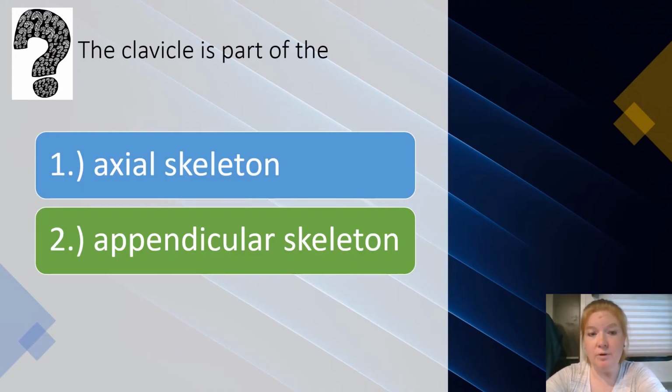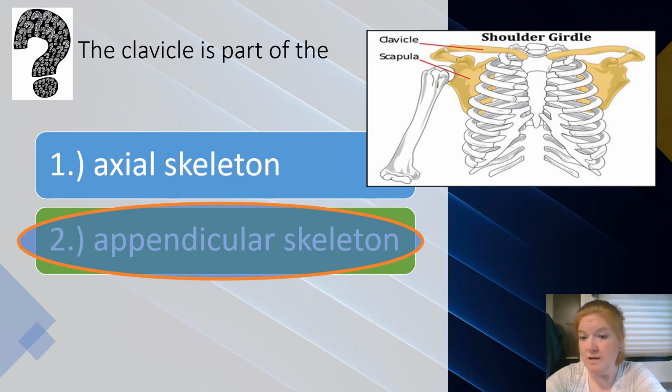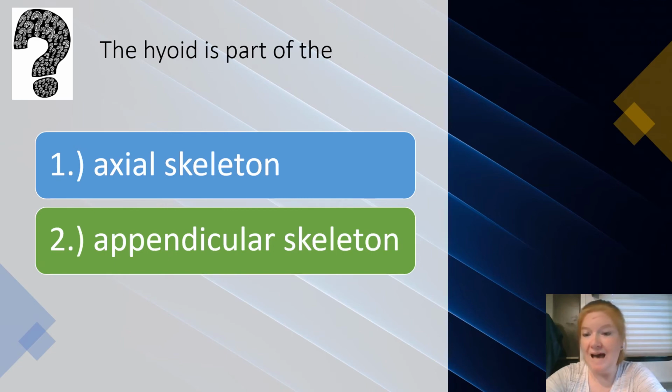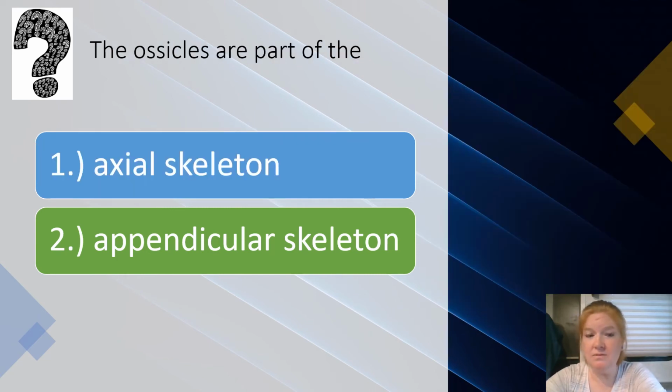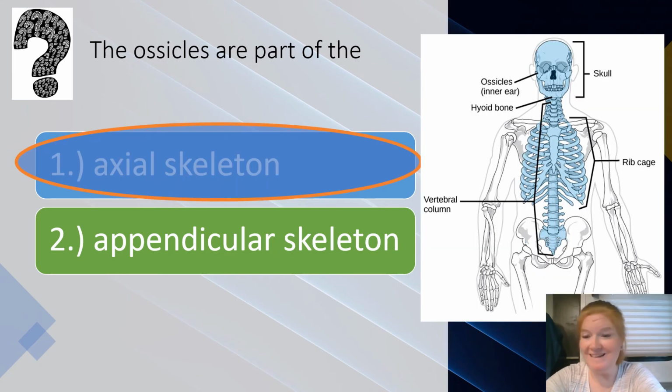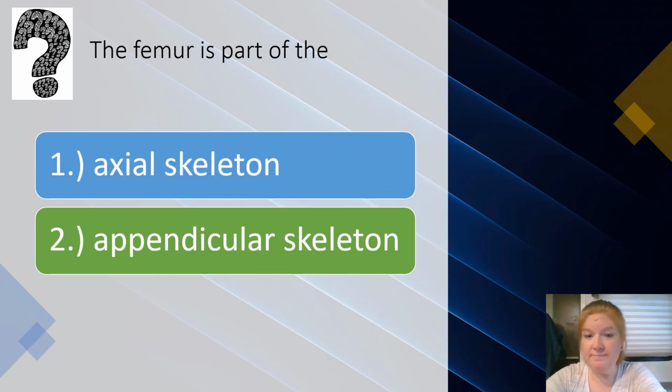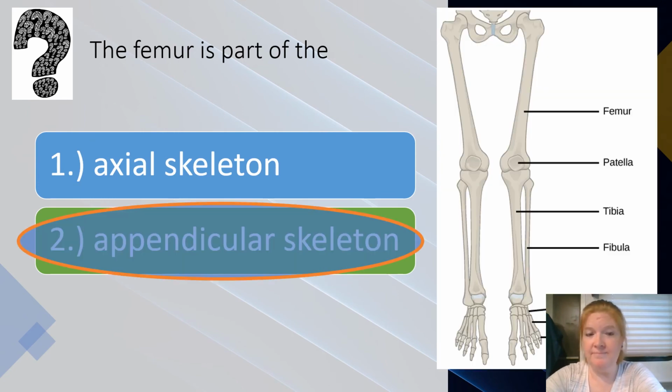So the clavicle is part of which skeleton? That's appendicular. It's part of the pectoral or shoulder girdle. The hyoid, that's axial. The ossicles, also axial. The femur, appendicular, it's part of your leg.